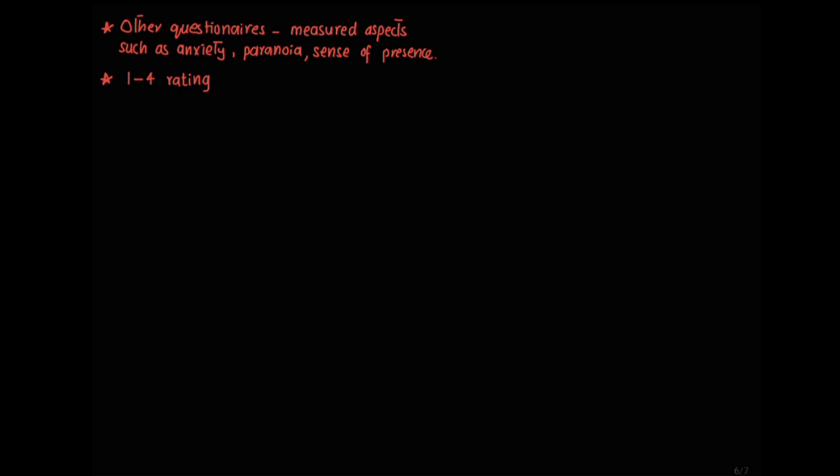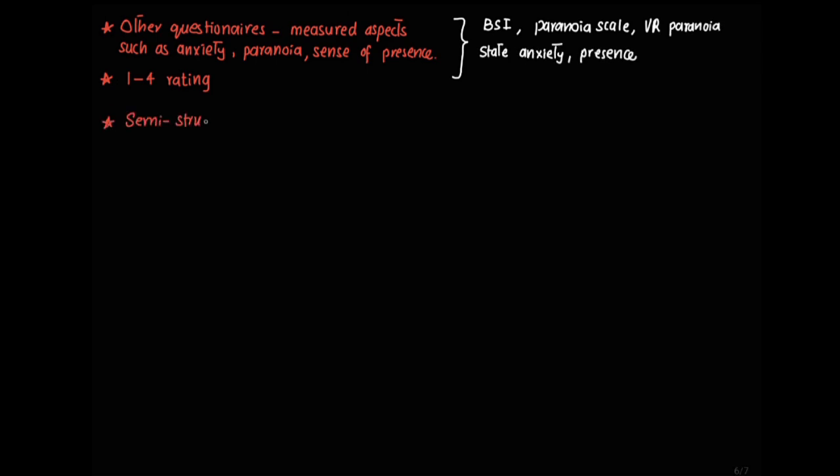Sure enough, there were other questionnaires that measured aspects such as anxiety, paranoia, sense of presence, and specific ideations of persecution. Now, these questionnaires were close-ended with ratings such as from 1 to 4. For the VR paranoia questionnaire, there were 15 items, with ratings from 0 to 3, from do not agree to totally agree. Along with this, semi-structured interviews were also conducted.